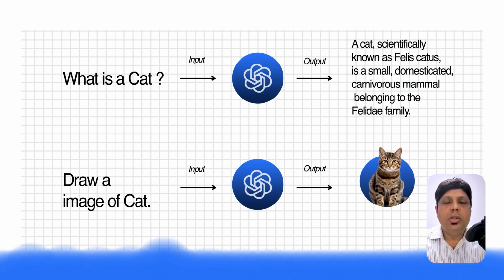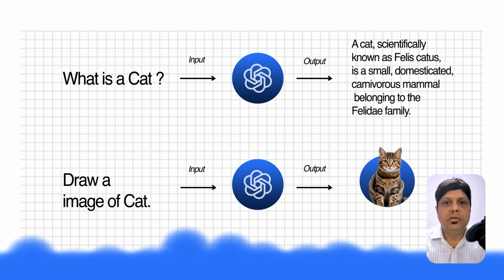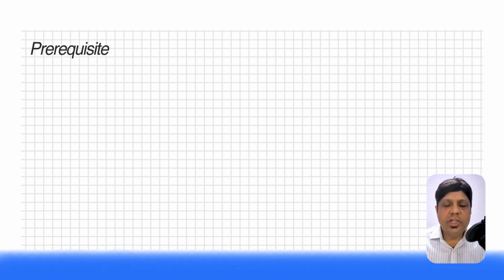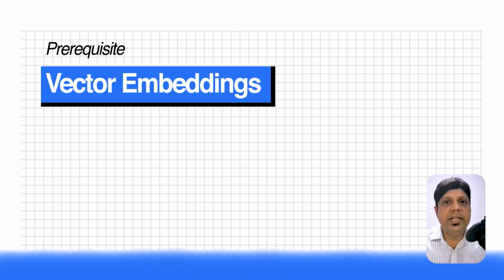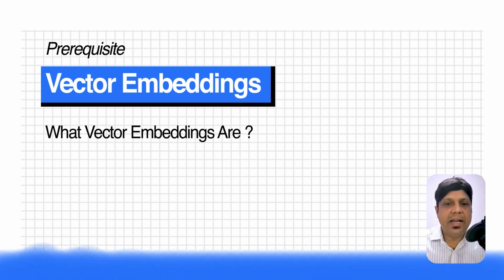So how did these models become multimodal? We'll talk about it. The prerequisite for this course is vector embeddings. We discussed in detail what vector embeddings are and why they are used. So I encourage you to watch that video.